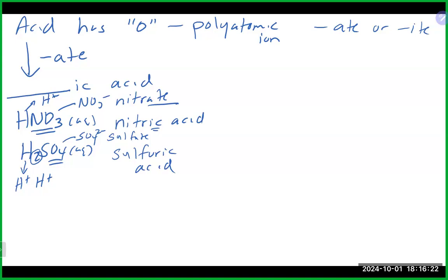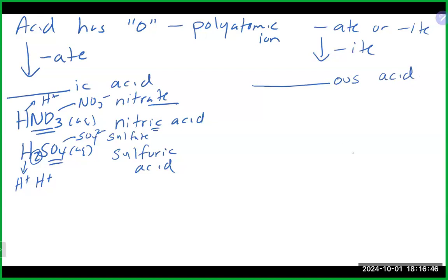No hydro here, no mixing of the two. Hydro is only for acids with no oxygen. So you never should use hydro with an acid that has oxygen. Now, if your polyatomic ion ends in ite, it will be something OUS acid.